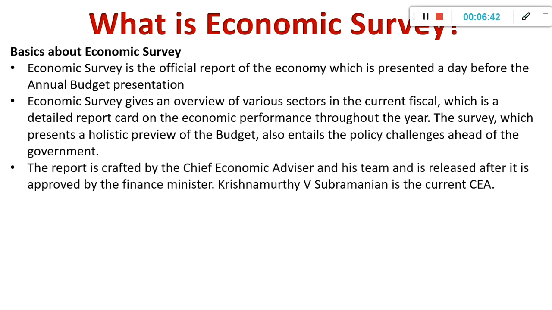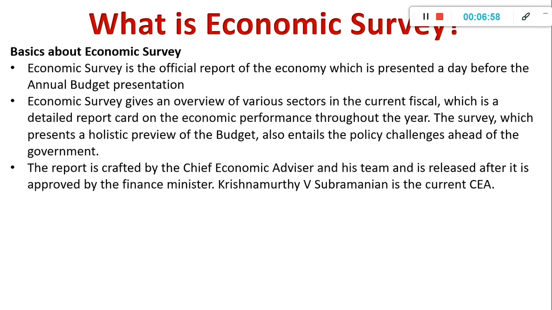Now, the report is crafted by the Chief Economic Advisor and his team and released after it is approved by the Finance Minister. The current person is Krishnamurthy V. Subramanian. He is the current CEA. You have to know this. UPSC asked, I think 5-10 years back, who drafts the economic survey.